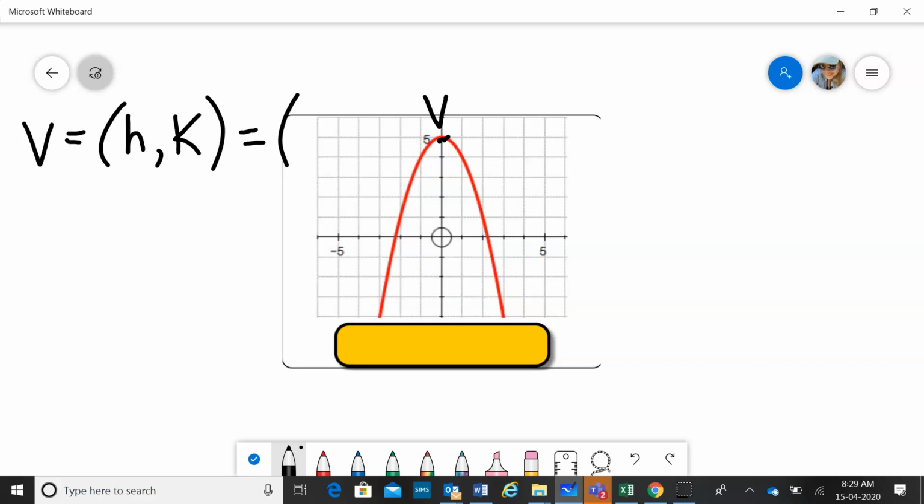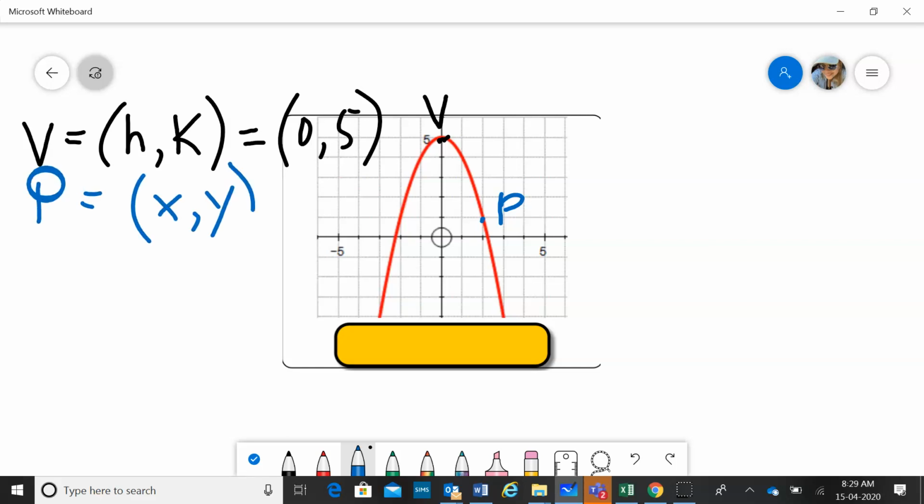Which is 0, 5. Next to identify is any point on the graph. Let's have this point, and let us denote that as point P with coordinates x, y. And in here, it is 2, 1.